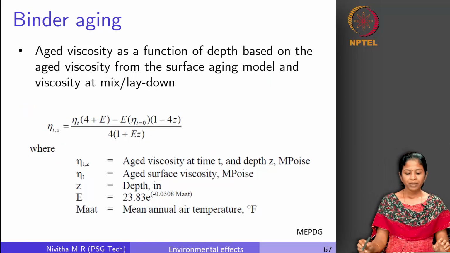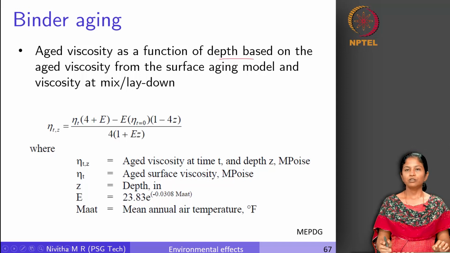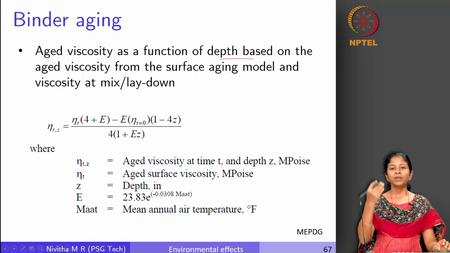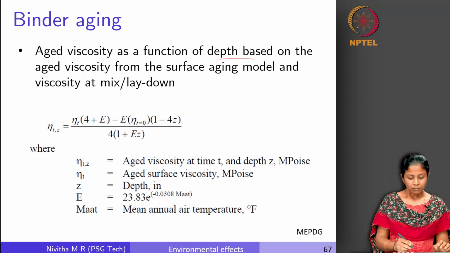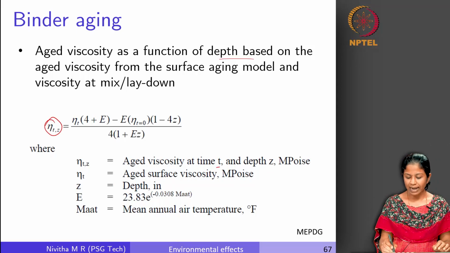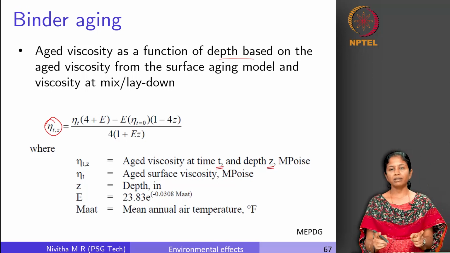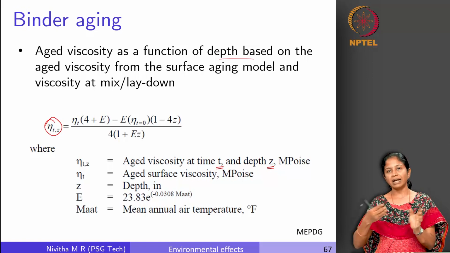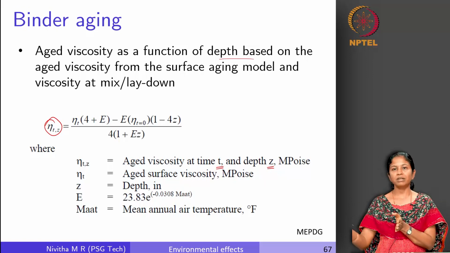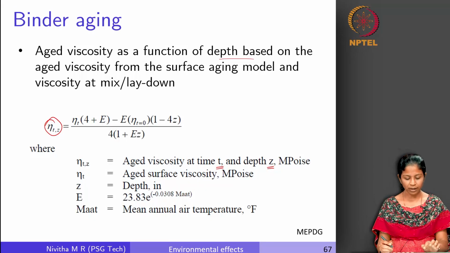Now, let us see the aged viscosity as a function of depth, right. Once we have the surface value, how does it vary along the depth? So, this is the aged viscosity at a time t and depth z, right. Here we should note that the time is also going to vary as my design period progresses. Similarly, the depth is also going to vary. So, both are taken into account here.